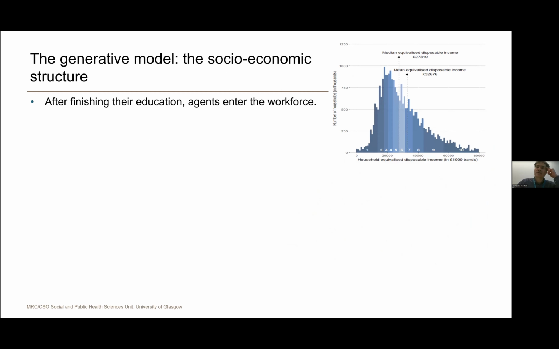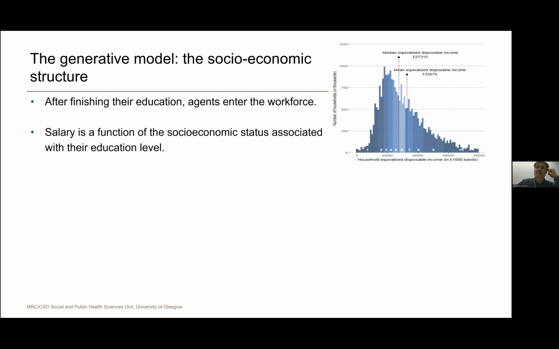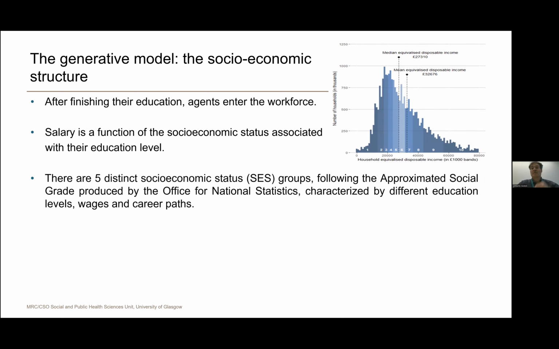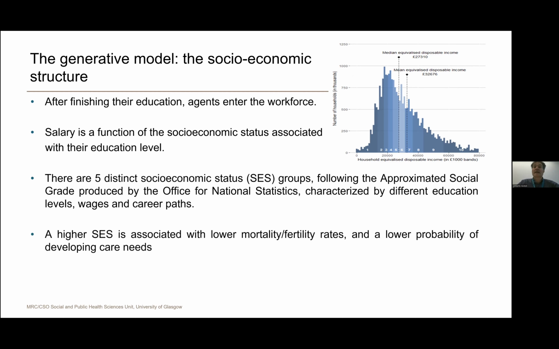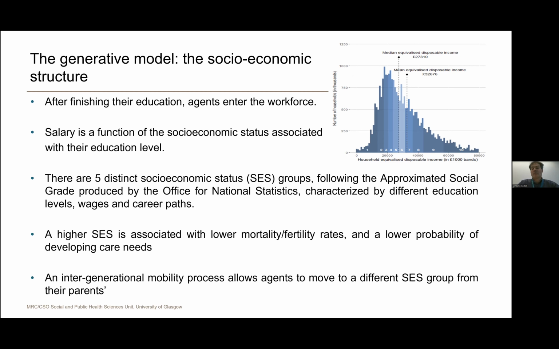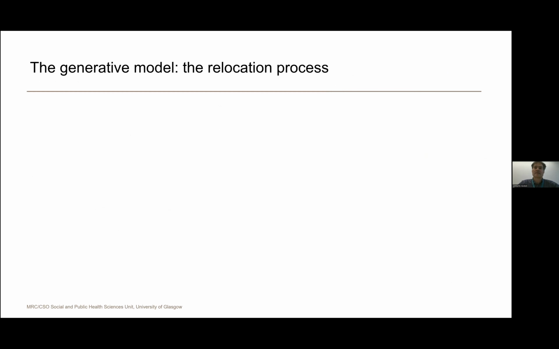After finishing their education, agents enter the workforce. Their salary is a function of their socio-economic status, which is associated with their education level. In our model, we have 5 distinct socio-economic status groups following the approximated social grade produced by the Office for National Statistics. Higher socioeconomic status is associated with lower mortality and fertility rates and a lower probability of developing health conditions such as care needs. An intergenerational mobility process allows agents to move to different socioeconomic status groups from the one of their parents.